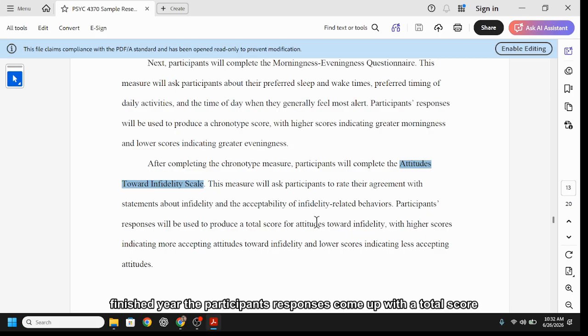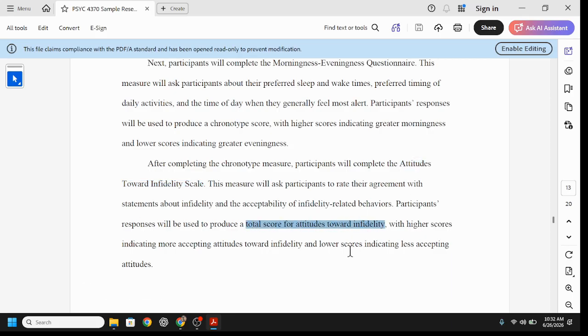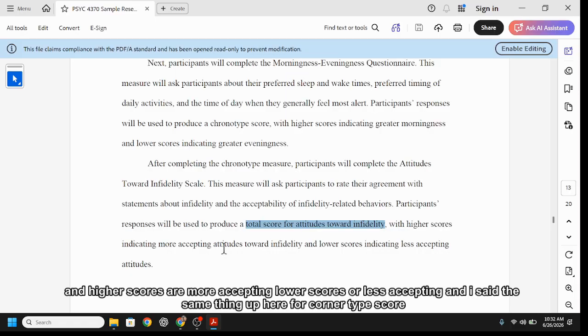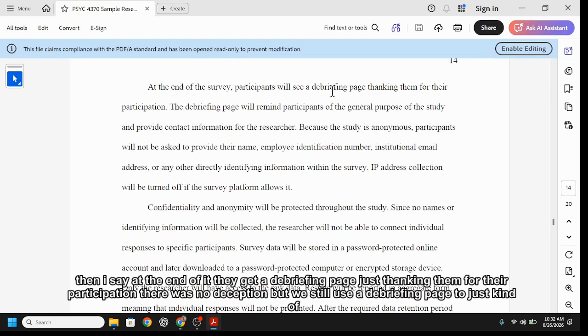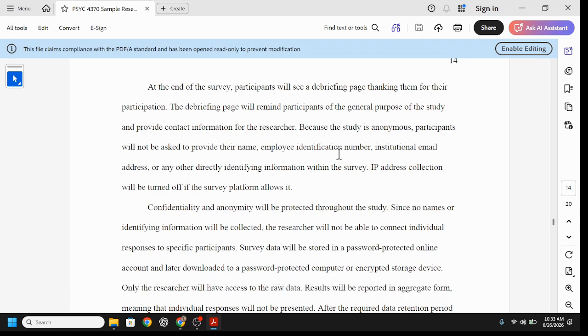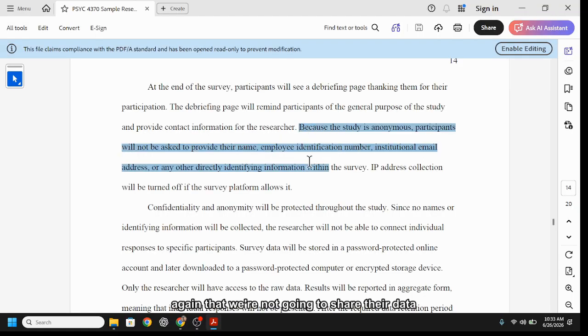And then I talk about how when they're finished here, the participants' responses come up with a total score. And higher scores are more accepting, lower scores are less accepting. And I said the same thing up here for chronotype score. Then I say at the end of it, they get a debriefing page, just thanking them for their participation. There was no deception, but we still use a debriefing page to just kind of thank our participants. I talk about, again, that we're not going to share their data.